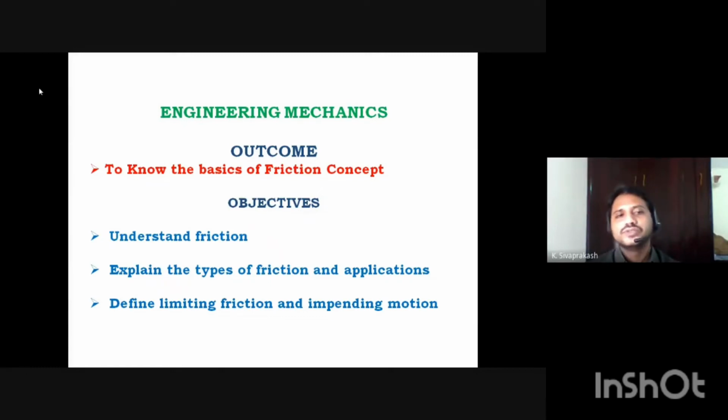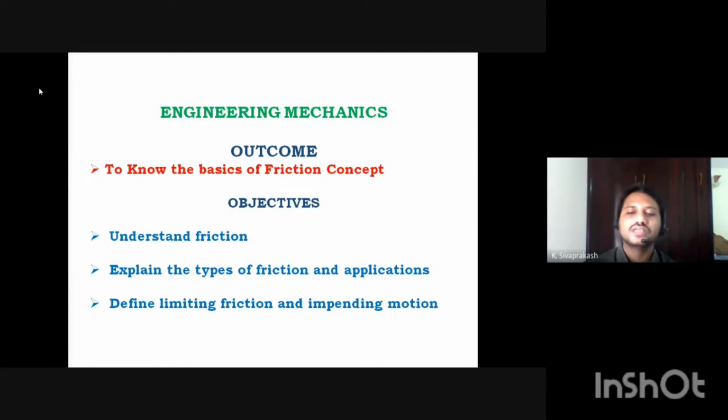The topic is to know the basics of the friction concept, which is in Unit 5. That is the outcome of this topic. The objectives are to understand the friction concept, explain the types of friction and the applications, and define limiting friction and impending motion. So today, let us discuss these objectives.